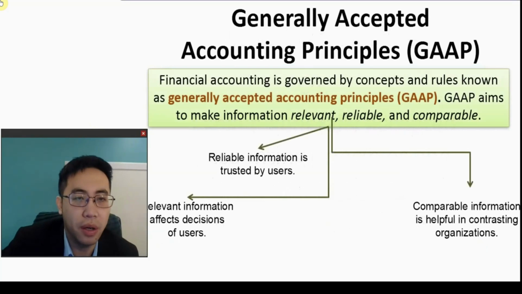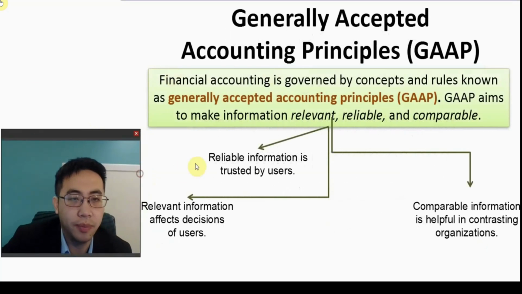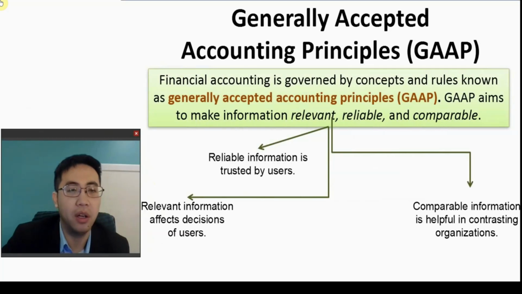So what is our goal here in using GAAP? Well, we want to use GAAP to convey relevant information to our users. As I defined earlier, our users could be external, could also be internal. And the information we make should be related to the operating performance of the company.